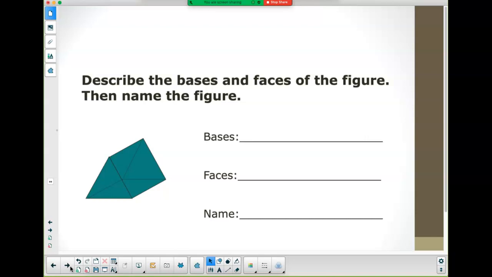Samantha? A triangular pyramid. Not a pyramid. Prism. Prism, yeah. So if it has 2 bases and it doesn't come to a point, the pyramid has to come to a point at the top. This would be a prism. So we're going to name it a triangular prism. Okay, so write that down. Triangular prism.